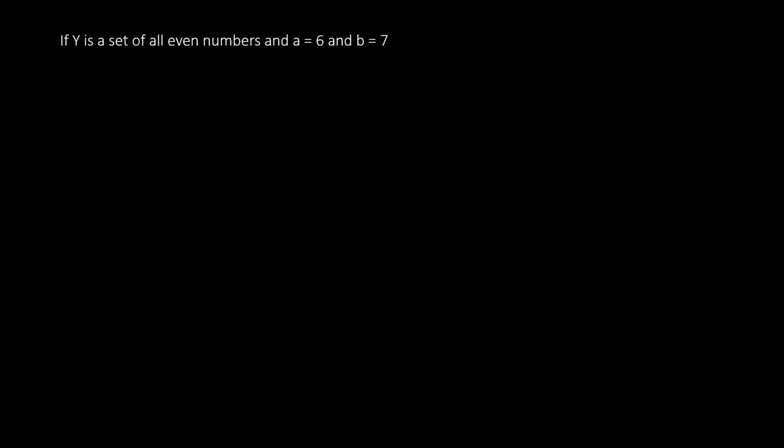Here's a quick example. We have a question which says if Y is a set of all even numbers and A equals 6 and B equals 7. So A is 6, and if you are listing even numbers, we know 6 is an even number, so we can say that A is an element of Y. And B equals 7. 7 is an odd number, it's not part of the even numbers, so we can say that B is not an element of Y. So this is a quick example just to show the difference between element of and not element of.